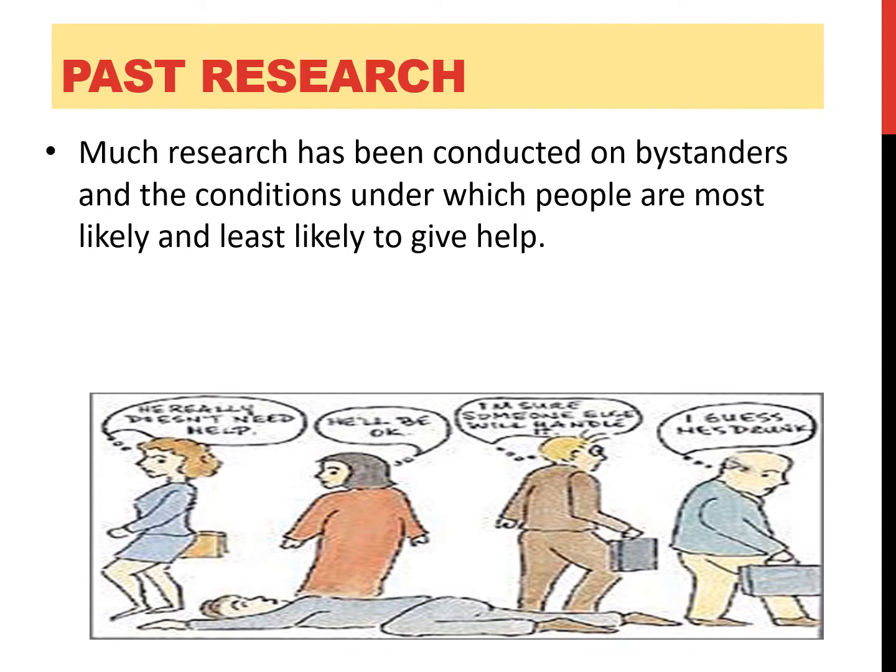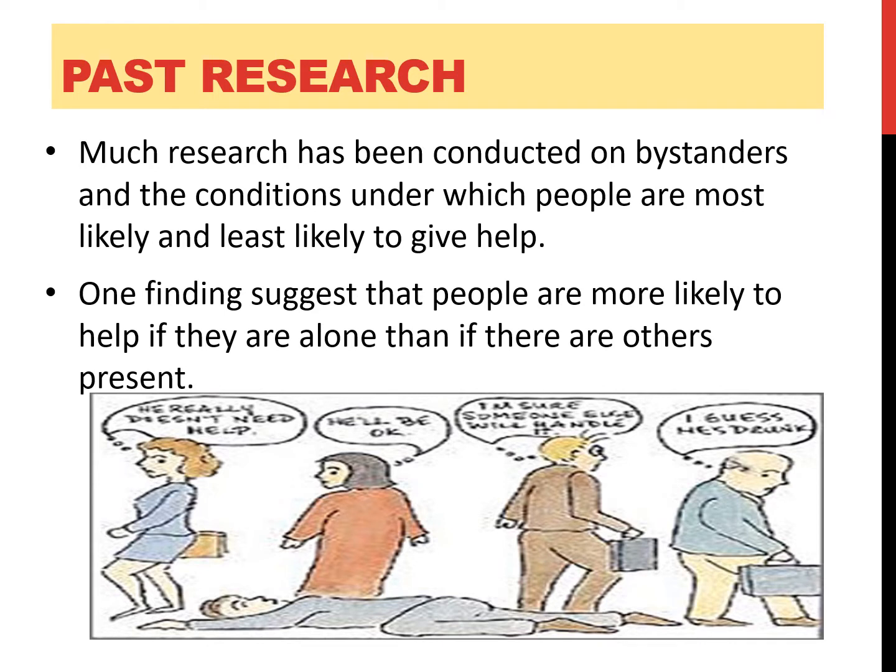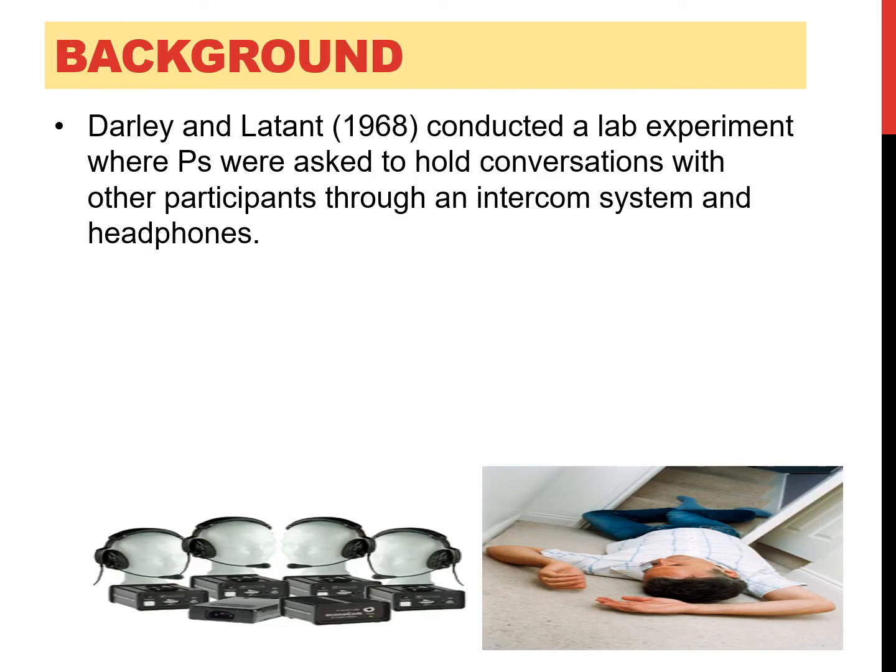Okay. So, what are past researches about bystander behavior? A lot of research was conducted on bystanders and the conditions in which people are most likely and least likely to help. Many psychologists are interested in why people like to help and why people are less likely to help. Okay? And one finding suggests that people are more likely to help if they are alone than if others are present. Like I said earlier, if you're alone, you're more likely to help. If there are many people, less likely. If you see that picture there, the person has fainted and there are 4 people there, but none actually help because there are a lot of people, so they are less likely to help. So they think, he'll be okay, he really doesn't need help, I guess he's drunk. So the more people, the less likely people were to help. This was found in past research. So a study by Darley and Latane, 1968, they conducted a lab experiment.